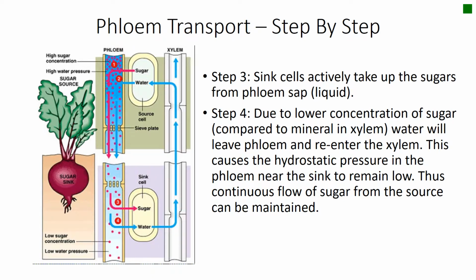Thus, this will ensure continuous flow of sugar from the source of the sugar, right? So you can see that if the water comes back here, and then again because of the transpiration pull they go up again, and then in the leaves the phloem takes up the sugar again, and then the water will again enter the phloem by osmosis, flow to the sink, take the sugar, the water leaves and goes back to the xylem, and so on and so forth. So it will create a cycle.